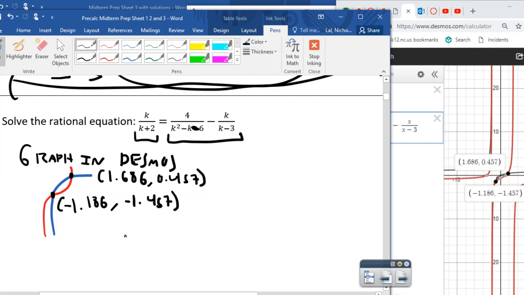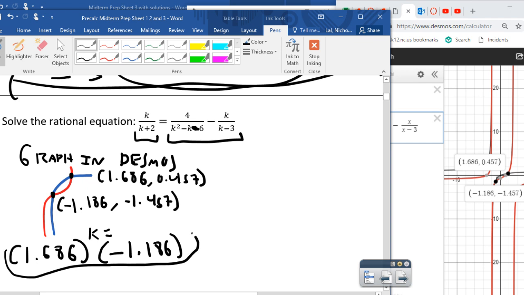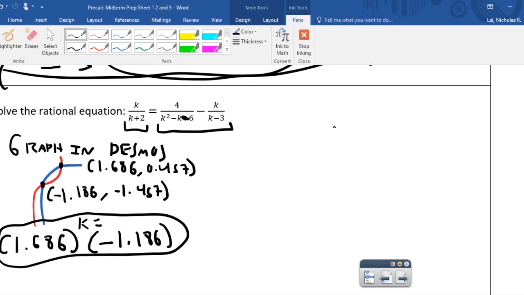So our solutions here are 1.686 and negative 1.186. And these are two solutions for k. Because if k is equal to these values, then these are the values that make these two equations equal to each other. And now I'm just going to quickly go over, and so this is the way you should solve it, but I do want to show you guys the method you do to solve this if you were solving this the way that I originally taught you.